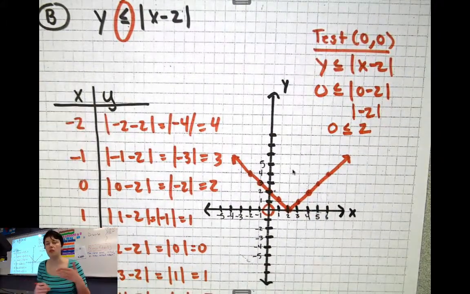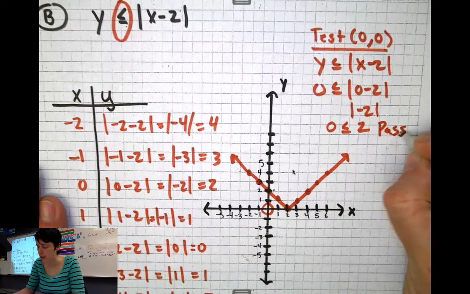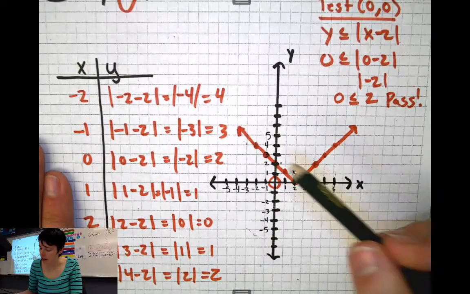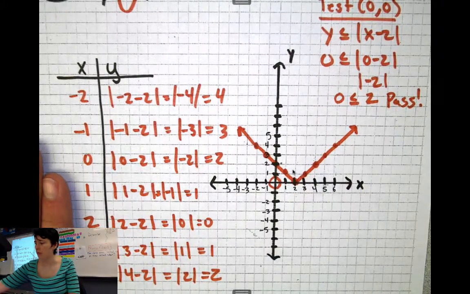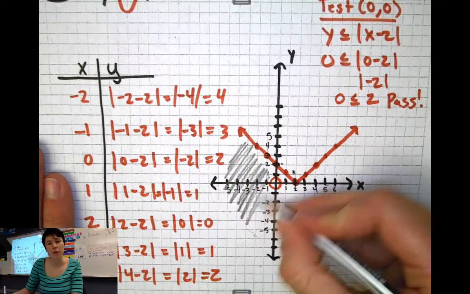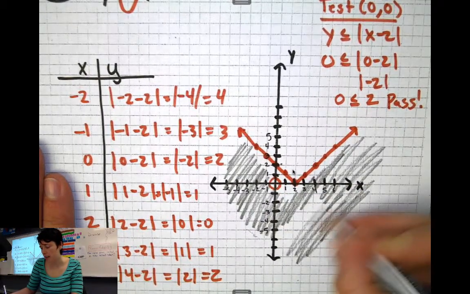And you have to say to yourself, is that true or is that false? Is 0 less than 2? And yeah, 0 is less than 2. This one passes our test. If it passes, you can shade. And since it passed on the outside of my V, what I'm going to be doing is shading everywhere outside of my V. So all of this space will pass.